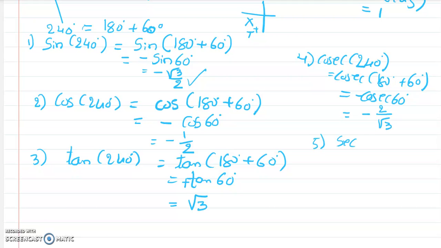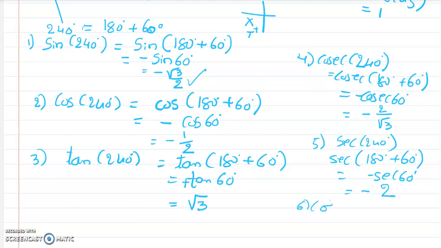Fifth one, sec 240 degrees. Sec operating on 180 degree plus 60 degree. Sec 60 with negative sign, minus as it is, sec 60 is 2. Sixth one, cot 240 degrees. Cot operating on 180 degree plus 60 degree. Cot is positive in the third quadrant, so plus sign. Cot 60 is 1 by root 3.